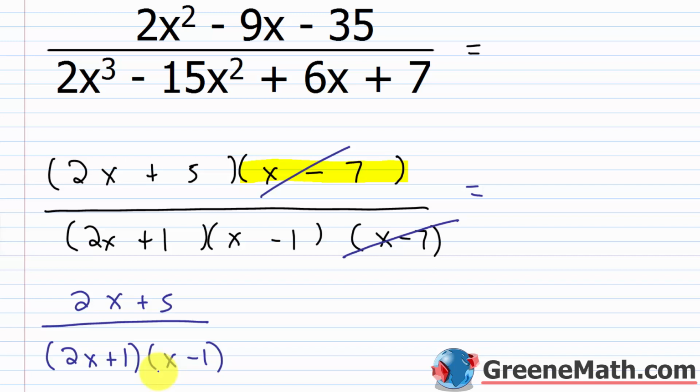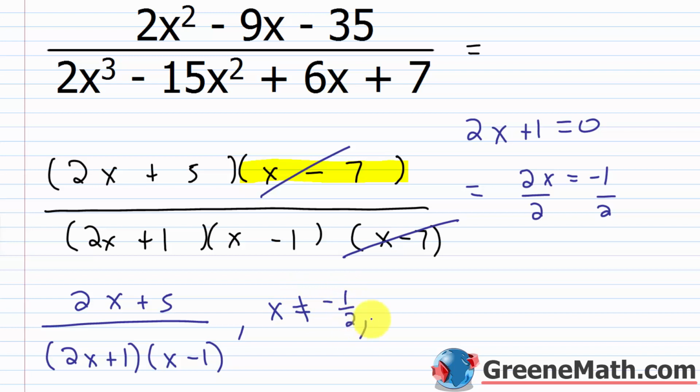If you want to look at the restricted values here, again, you go with the original one. This is in factored form, so if I was to set the denominator equal to 0, then I could just go through to each factor and solve that equation. So 2x plus 1 equals 0. Subtract 1 away from each side, you get 2x is equal to negative 1. Divide each side by 2, you get x equals negative 1/2. So x cannot be negative 1/2. The other ones are easy. You can just solve them by inspection.